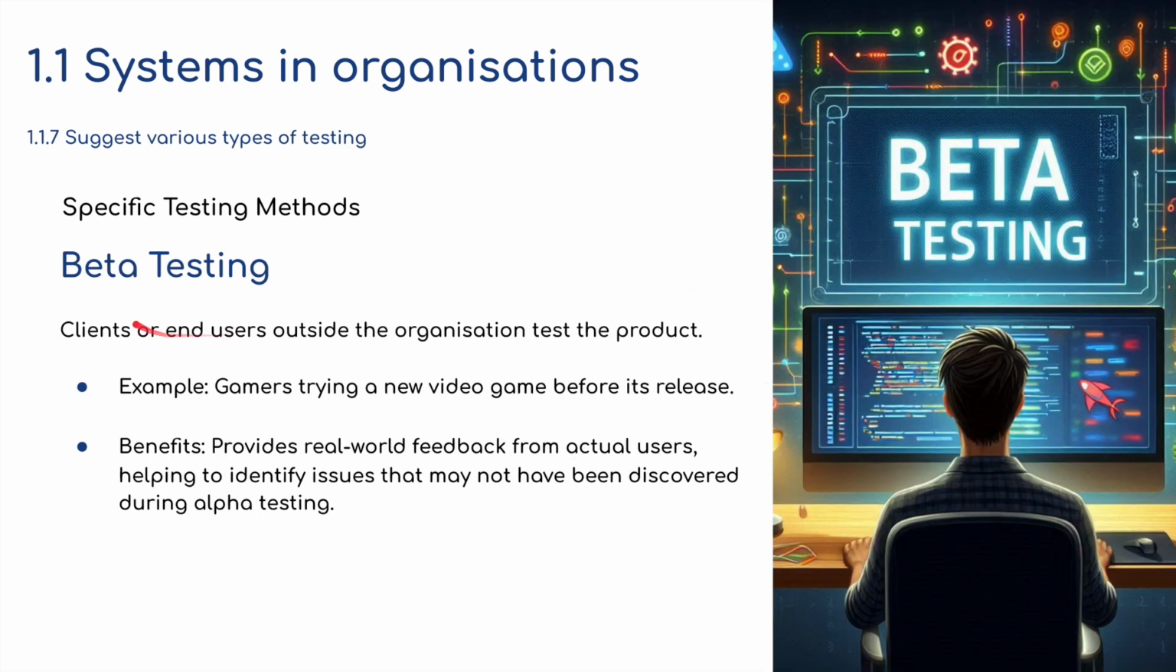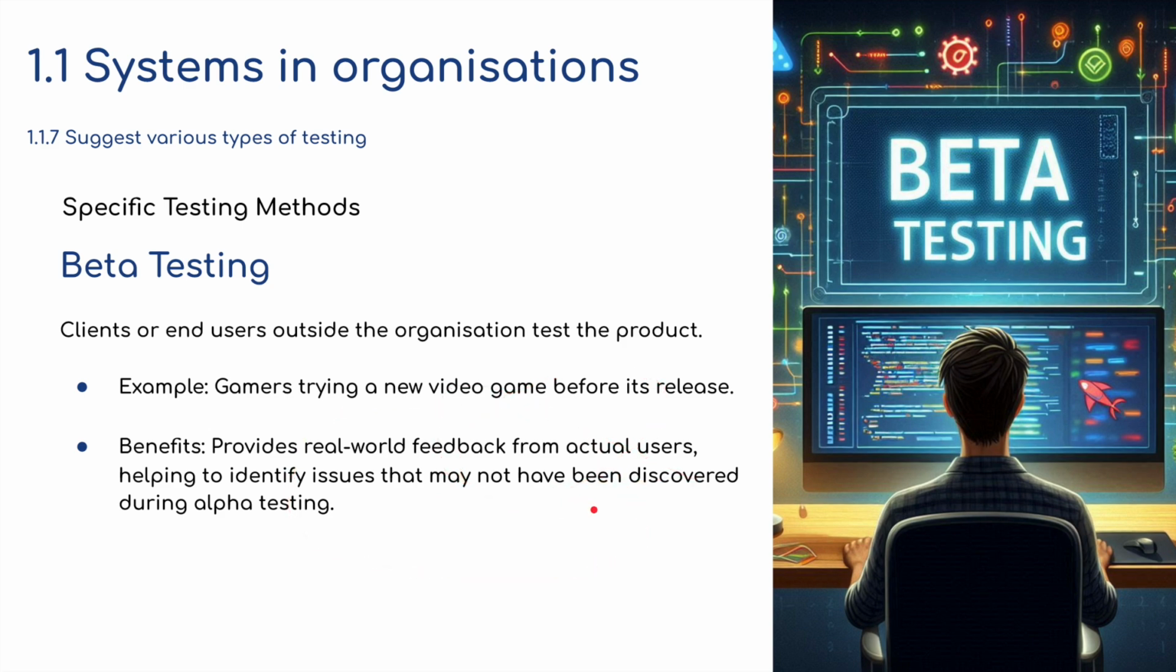Beta testing: clients or end users outside the organization test the product. A good example of this would be gamers trying a new video game before it is released to the general mass market public. Benefits: provides real-world feedback from actual users, helping to identify issues that may not have been discovered during alpha testing.